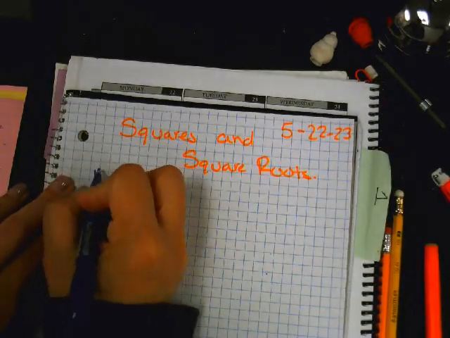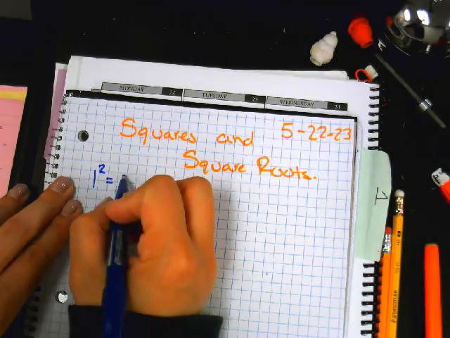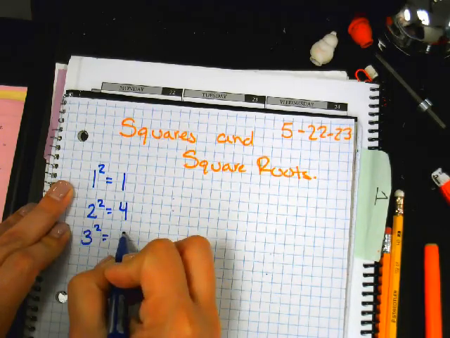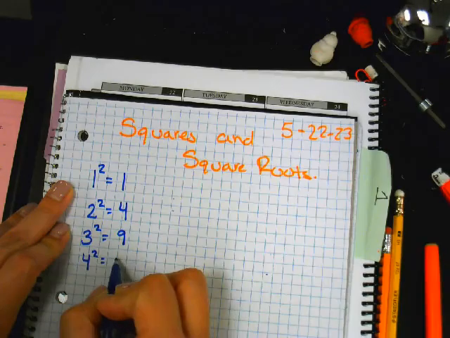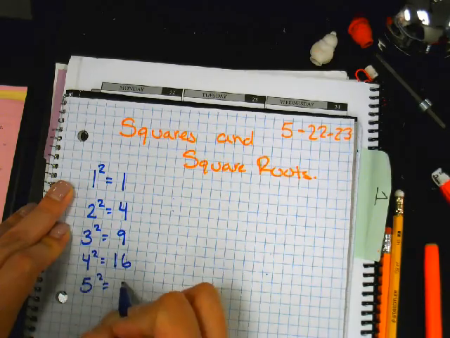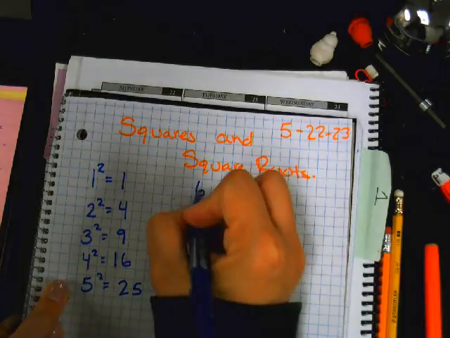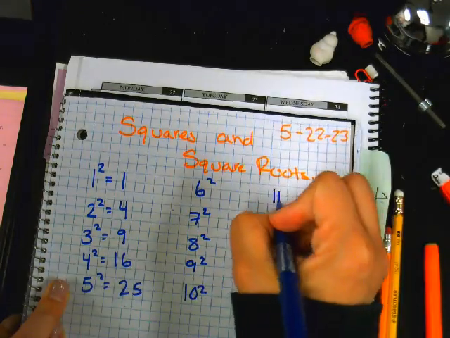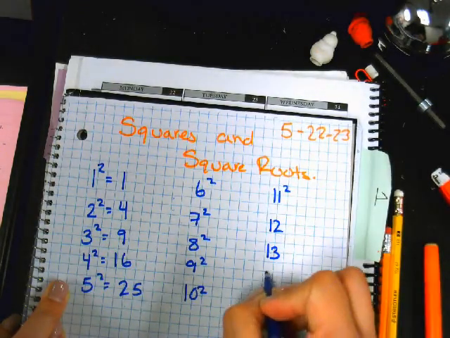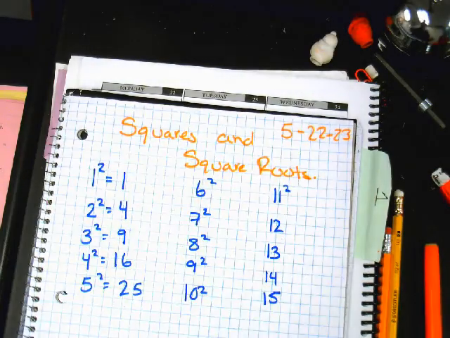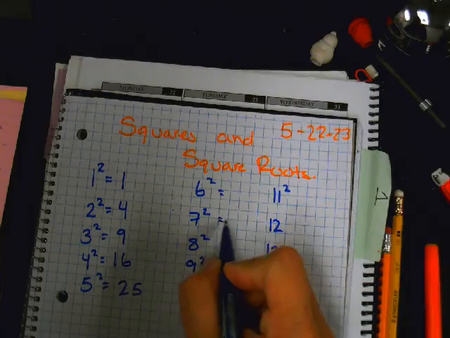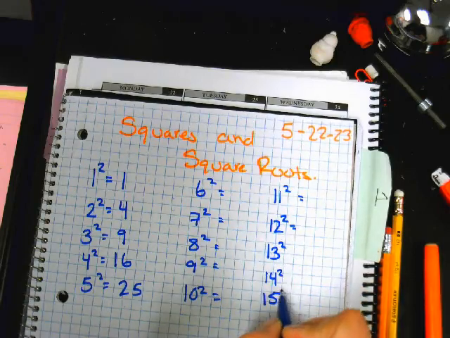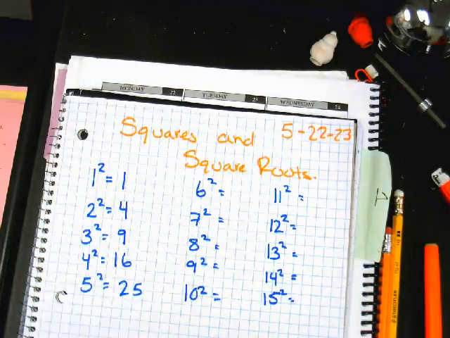All right. What's 1 squared? The answer: 1. 2 squared? 3 squared? 4 squared? 5 squared? All right. So I want you to do 6, 7, 8, 9, 10, 11, 12, 13, 14, 15. I actually want to go all the way to 20.